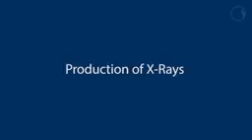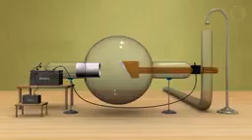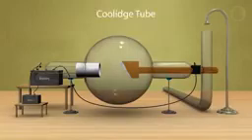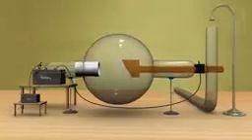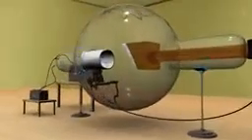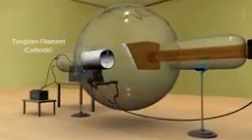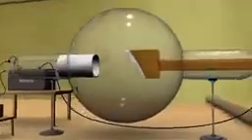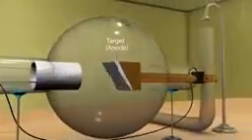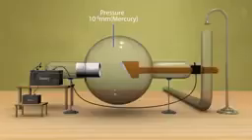Production of X-rays. The lab setup shown here was designed by Coolidge, and hence it is called Coolidge tube. It contains a highly evacuated glass bulb containing a cathode, which is a tungsten filament, and anode, which is a target made up of metal of high atomic weight.